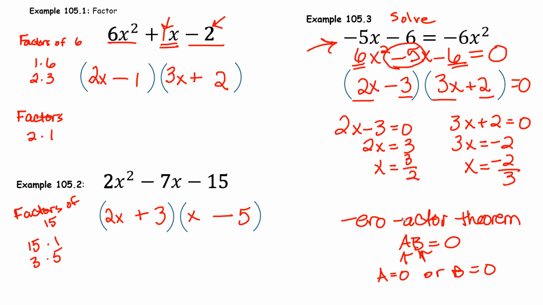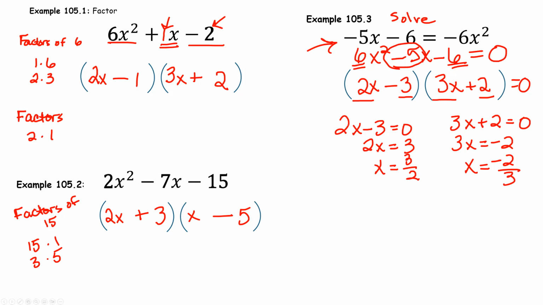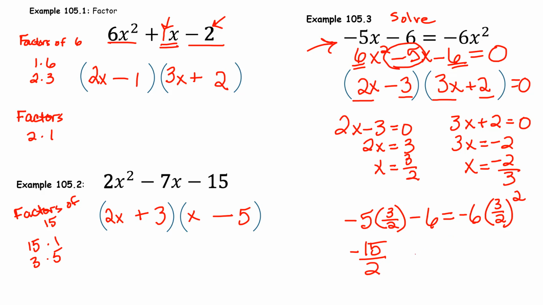And we can check that right here. So if I put 3/2 in for x into that equation, I'll have -5 times 3/2 minus 6, and that is supposed to equal -6 times 3/2 squared. Let's see if this makes a true statement. So -15/2 minus 6 is equal to -6 times 9/4.